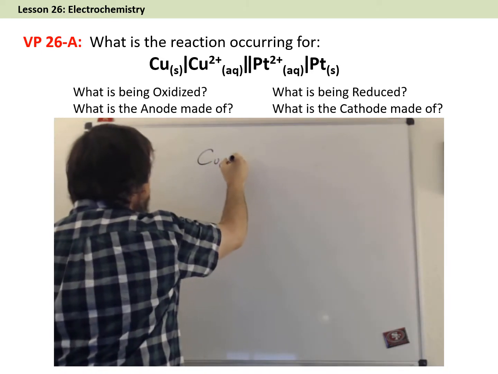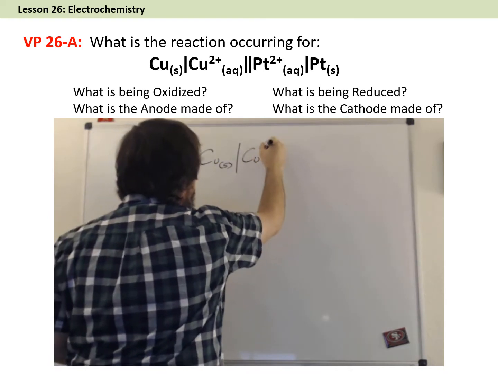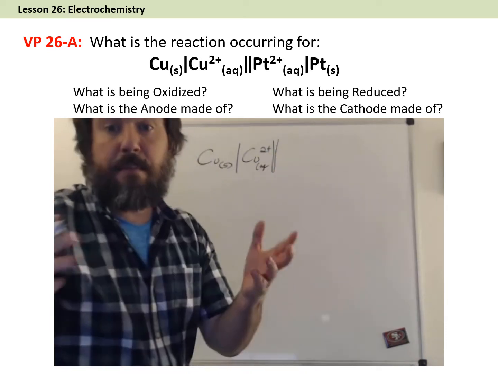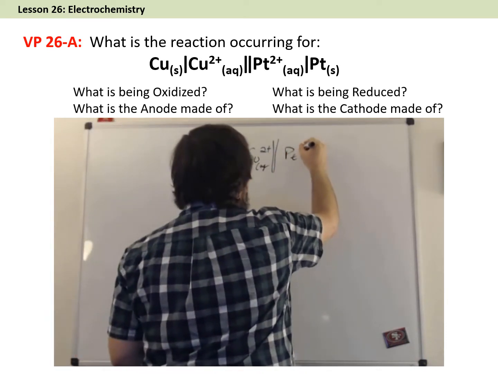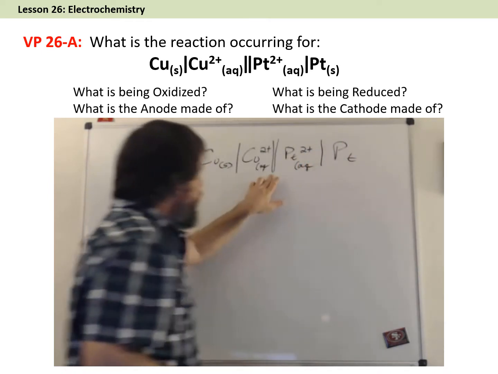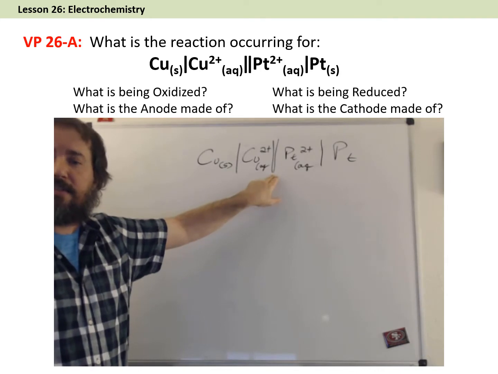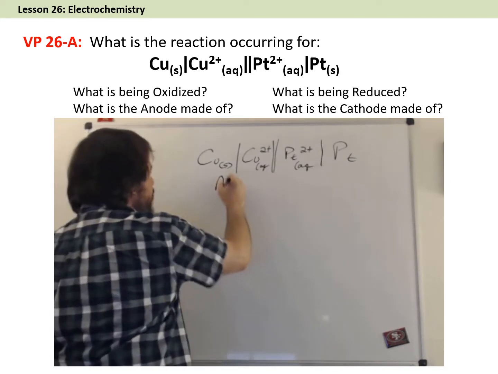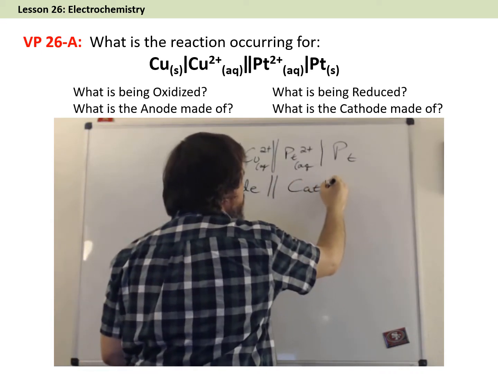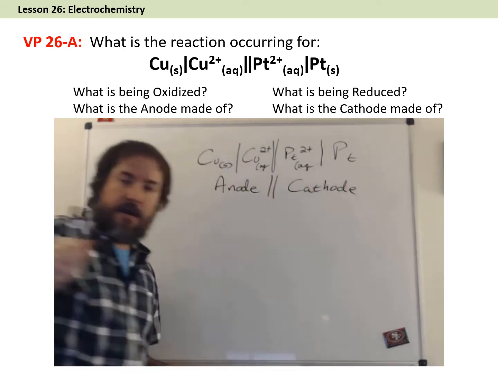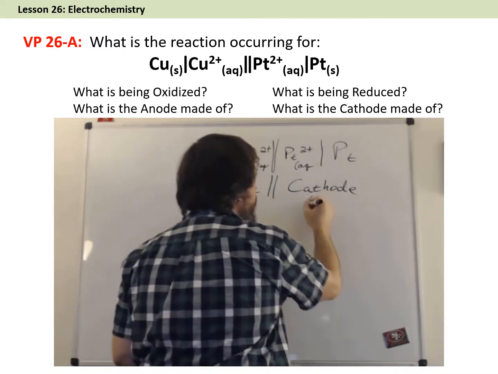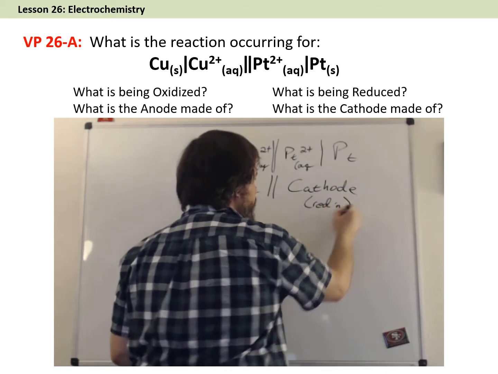We have copper 2 plus, we have platinum 2 plus, and we have platinum. This double line right here is the salt bridge. This is what separates the anode from the cathode. And at the anode, we have oxidation occurring. At the cathode, we have reduction occurring.